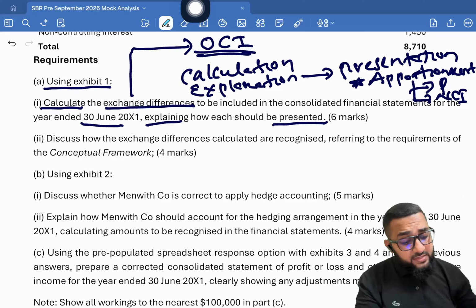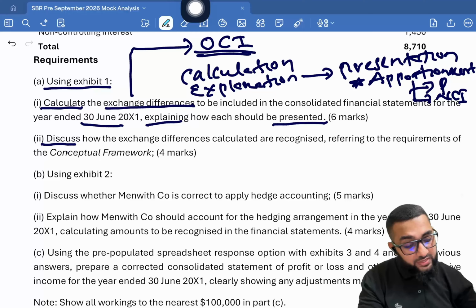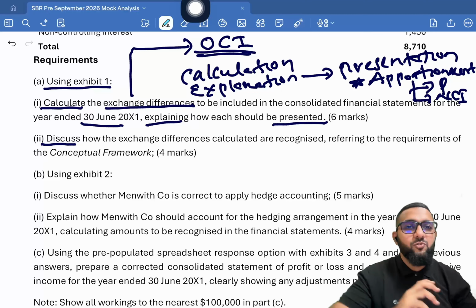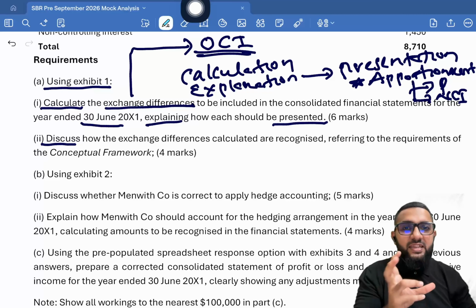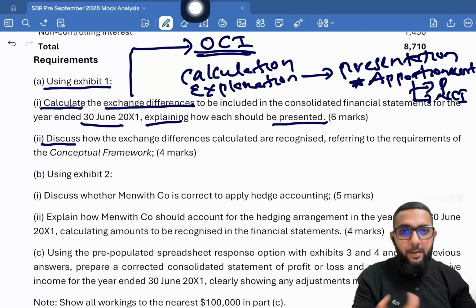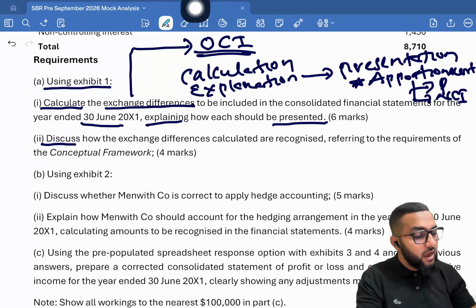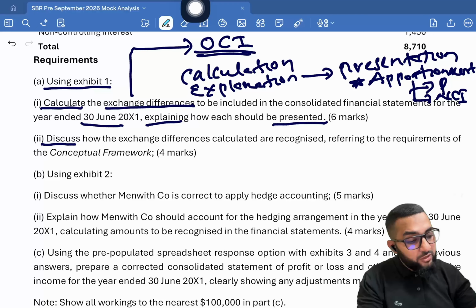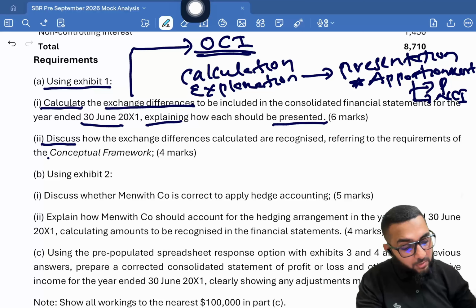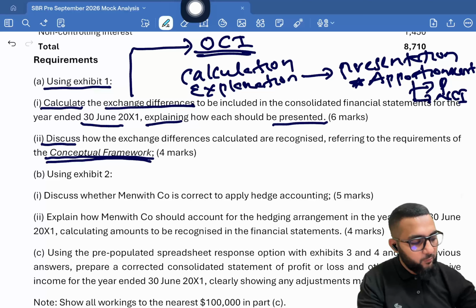Then the second sub requirement asks you to discuss how the exchange differences calculated are recognized. Discuss, meaning you have to now talk about it in depth. A balanced argument needs to be brought in, and you have to take a stand, take a position. Discuss how the exchange differences calculated are recognized, referring to the requirements. Now you have to speak from the requirements of the conceptual framework.